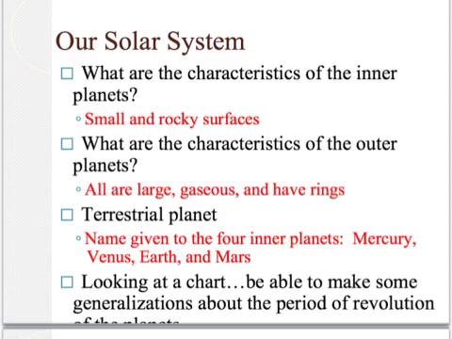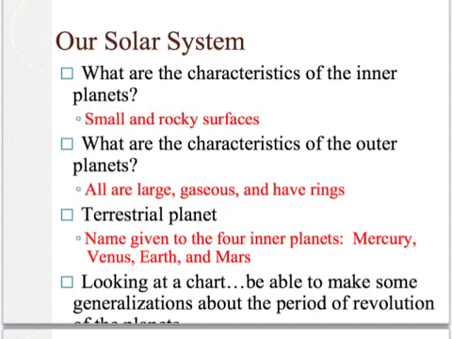Our solar system. What are the characteristics of the inner planets? Those are small and rocky. What are the characteristics of the outer planets? They're very large, gaseous, so mainly gas, with high gravitational pull, so that gas cannot move away from the planet. Plus, they're farther from the sun, which also increases the amount of gas. And they all have rings.